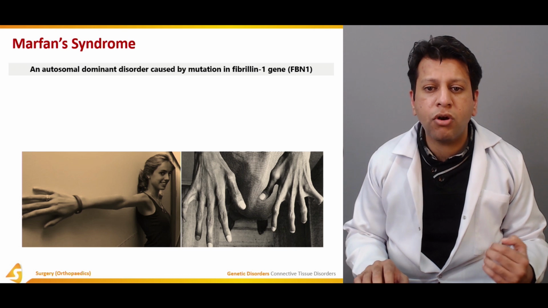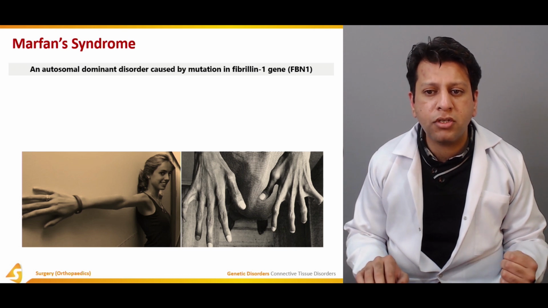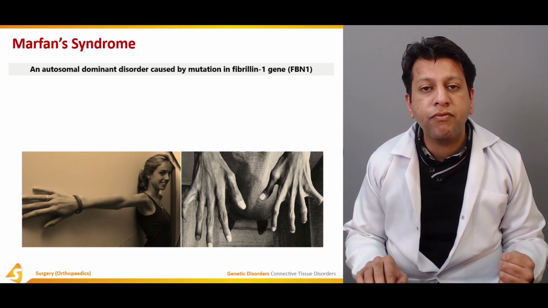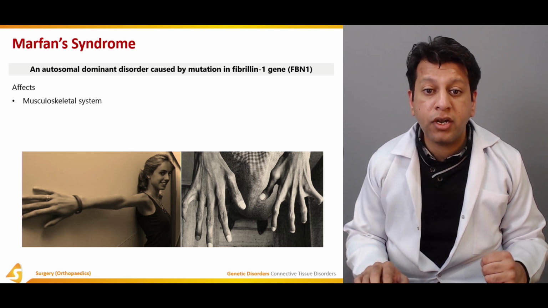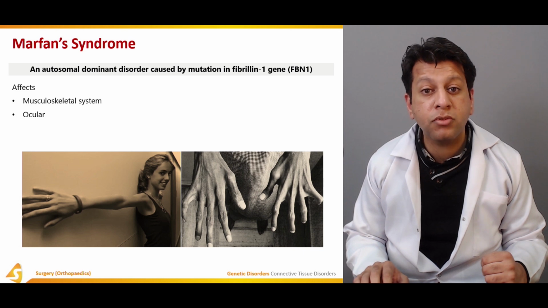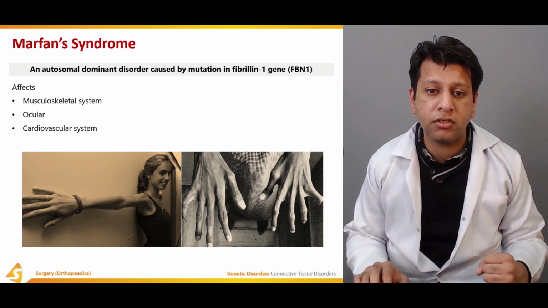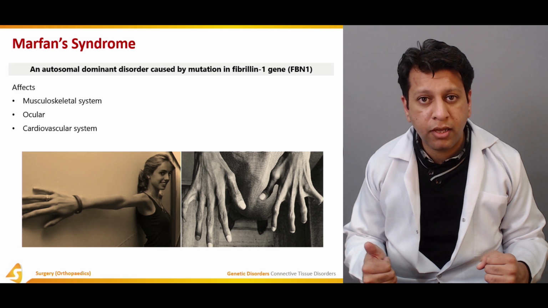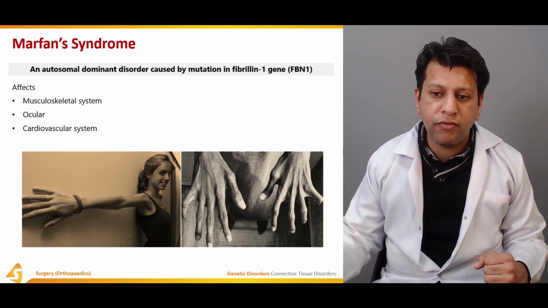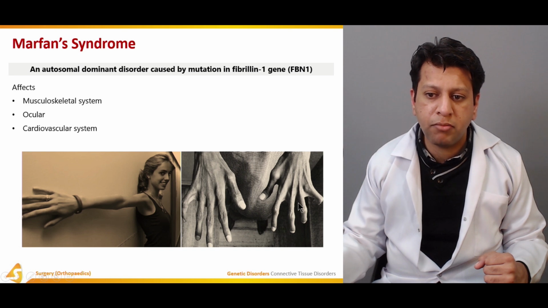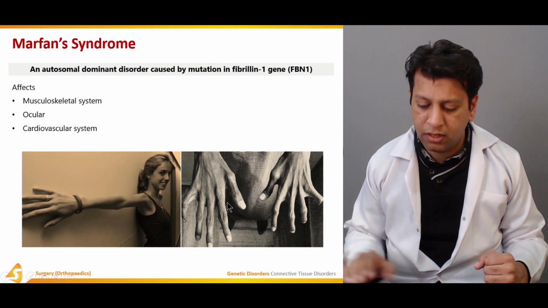So usually it's an autosomal dominant disorder, which is characterized by a mutation in the fibrillin type 1 gene, that is the FBN1 gene, which affects mainly the musculoskeletal system, the ocular system and the cardiovascular system. So they have problems in the eyes, they have problems in the heart, and they have problems in the skeleton. And if you see it, the hands can be appreciated, how long the fingers are.